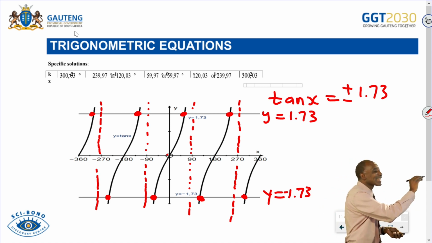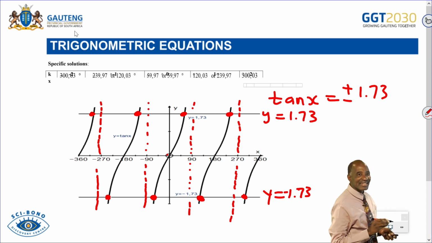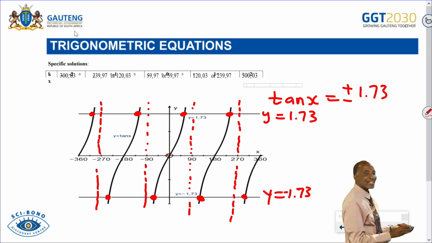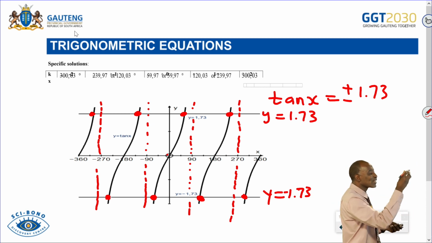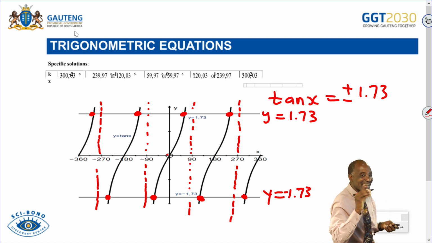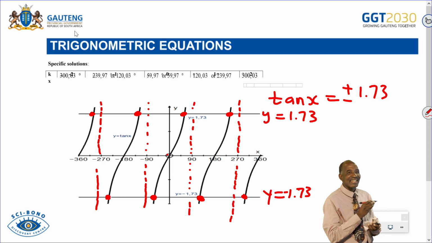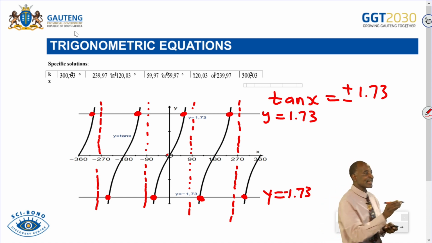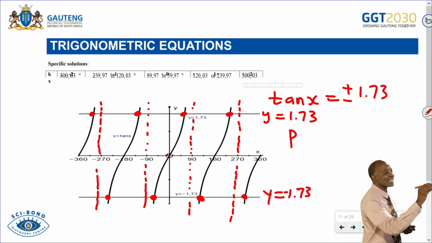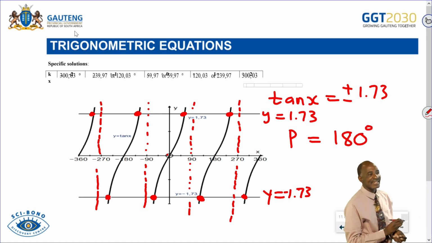So where these meet is what we mean by our solution. And they are going to meet again up to infinity. These solutions will never stop. They will continue, but we need to understand one thing. What is the period of the tangent graph? Yes, the period in the tangent graph is always 180 degrees.